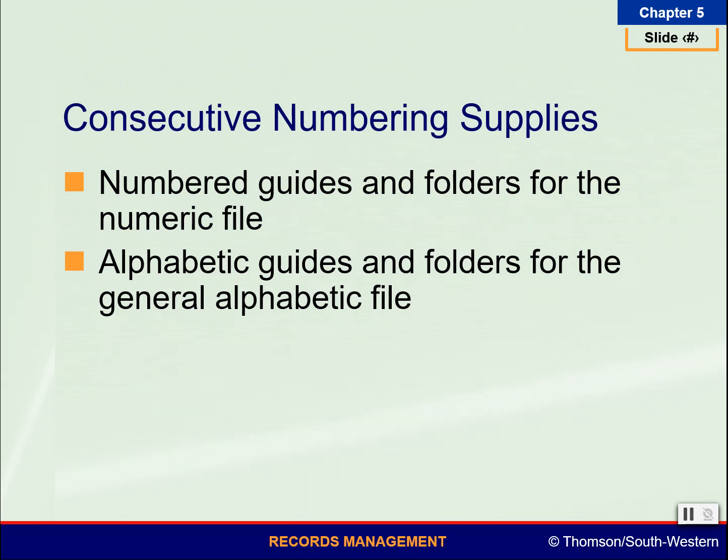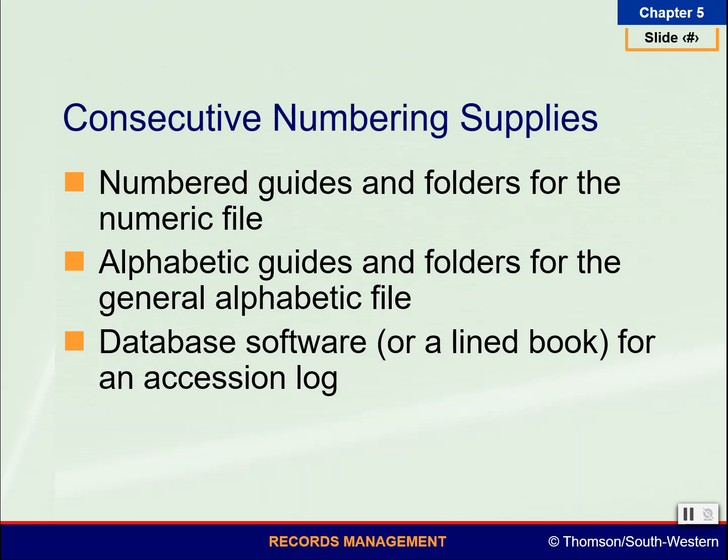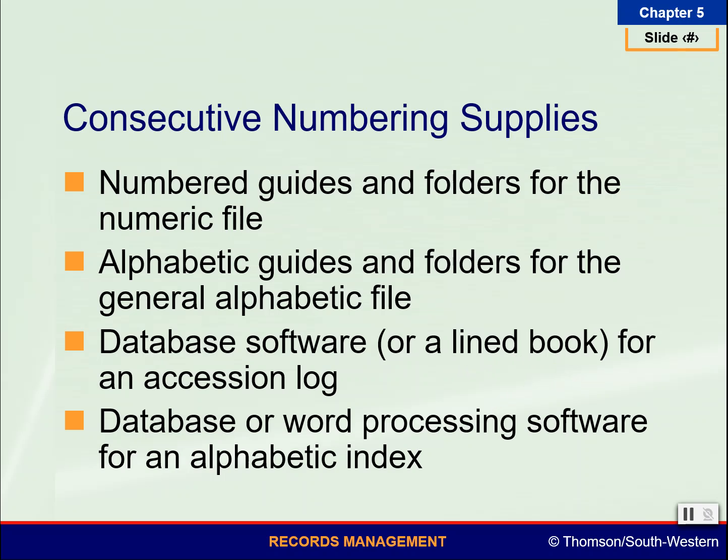So the last one is consecutive numbering supplies. Numbered guides and folders for the numeric file. This is what we call numbering supplies. Alphabetic guides and folders for the general alphabetic file, and database software or a line book for an Accession log. Again, for the Accession log, you may use the log book, and database or word processing software for an alphabetic index.